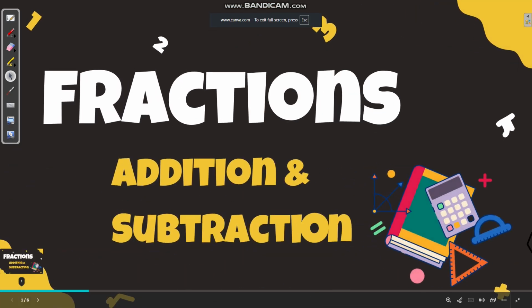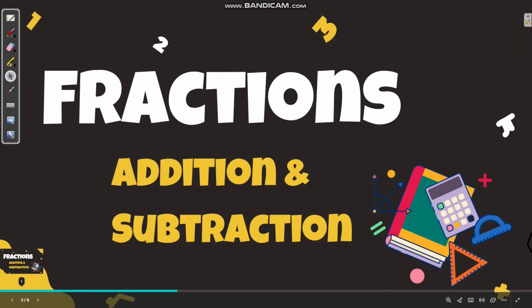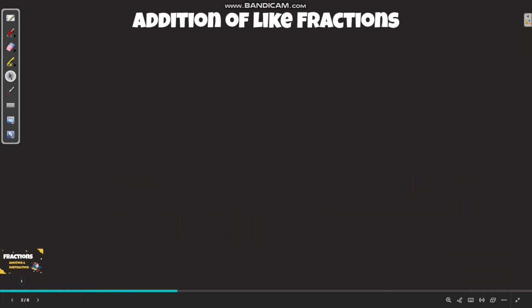Today we are going to learn about fractions, how to add and subtract fractions. So let's see how to add like fractions. First of all, like fractions are those fractions which have the denominator same. For example, 2 by 3, and let's take one more example, 5 by 3.